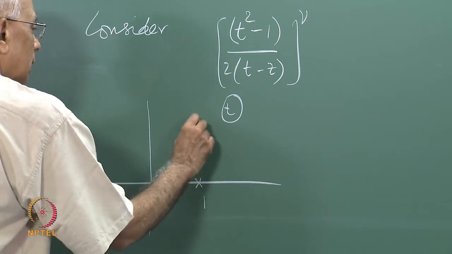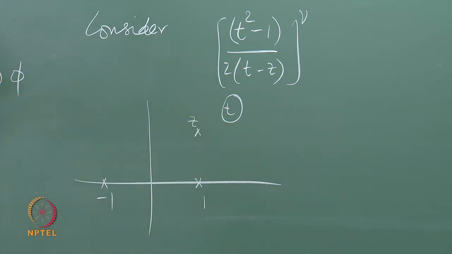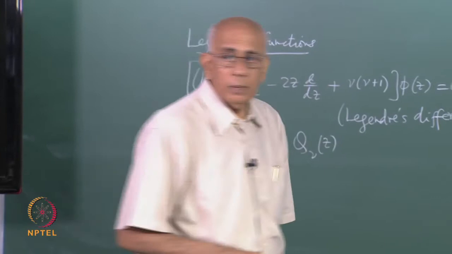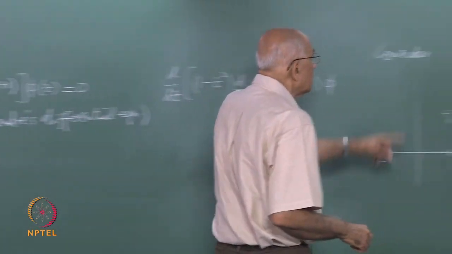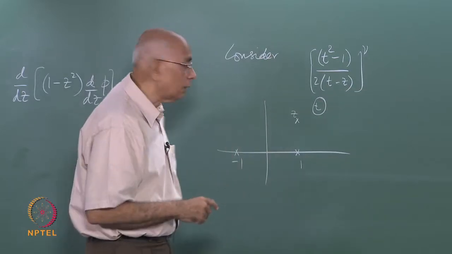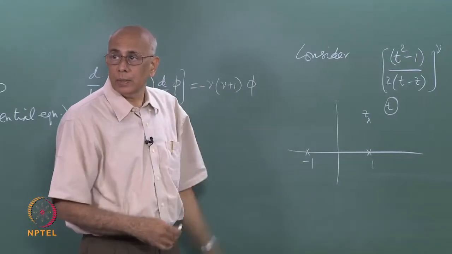So let us say z is here, this point. So here is a function with 3 branch points, and in general there is also a singularity at infinity, because this thing goes like t to the power nu at infinity, and definitely there is a singularity at infinity. So there are all these branch points in this plane.